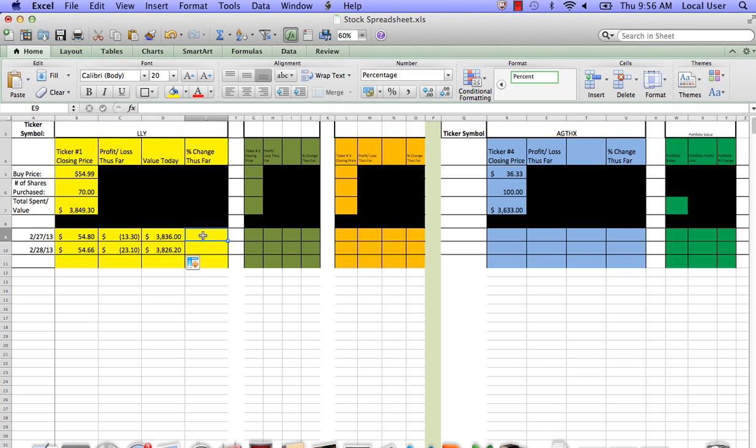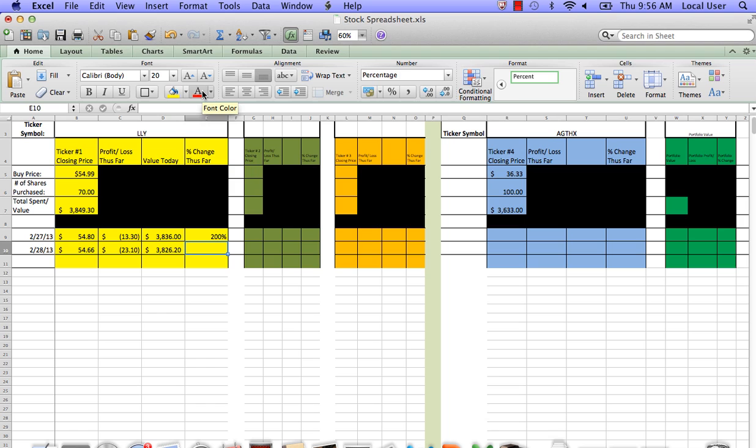Now, percent change thus far. This formula is probably the most complicated. What we're looking for is the percent increase or decrease since we first got started. And there's a couple ways we can do this. I'm going to do it based on the actual stock price. So I'm going to do equals, parentheses, the stock price it is today, minus the stock price it was when I bought it. And again, I've got to do that $ sign so that when I drag it down it doesn't change. Close the parentheses, divided by the stock price the day on which I bought it. And again, I don't want it to change, so I've got to do a $ sign again.